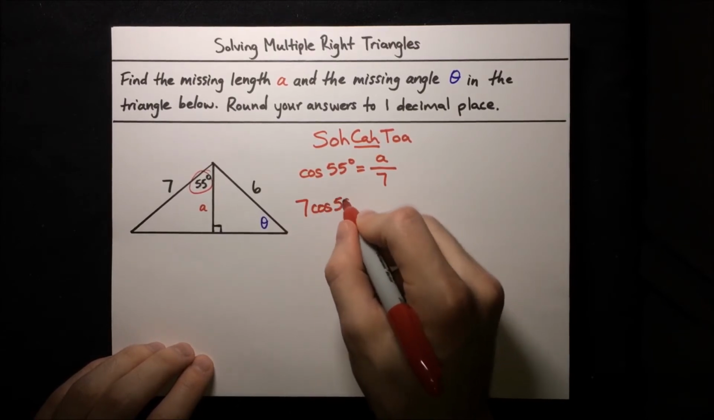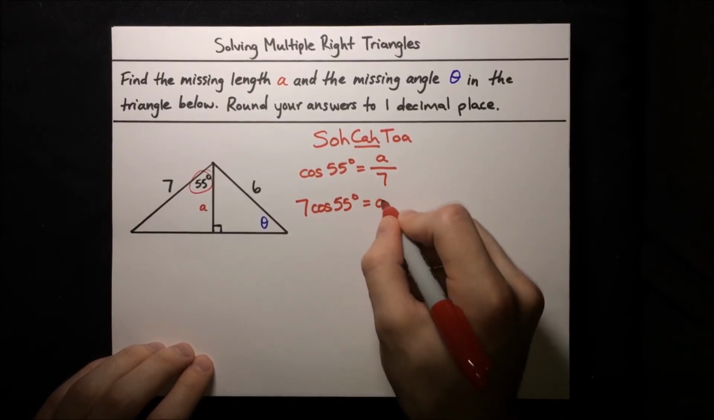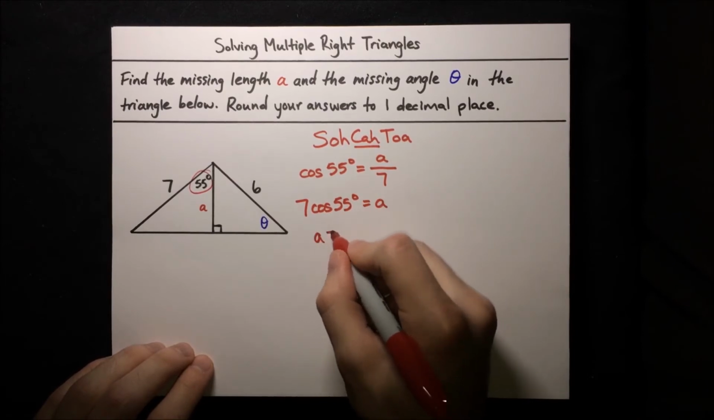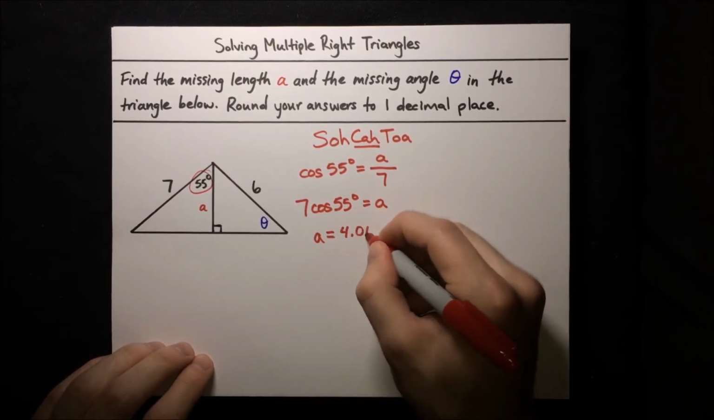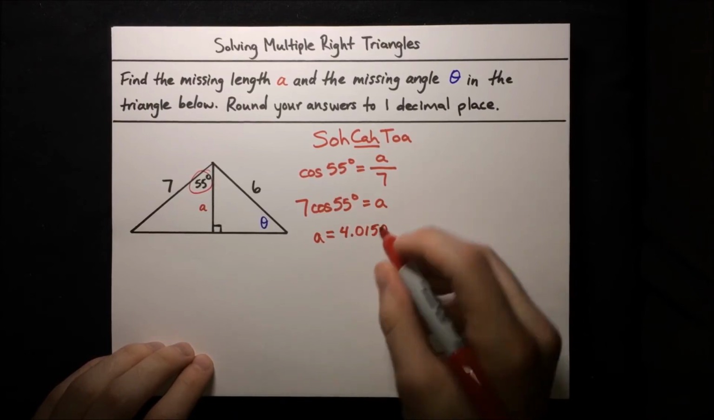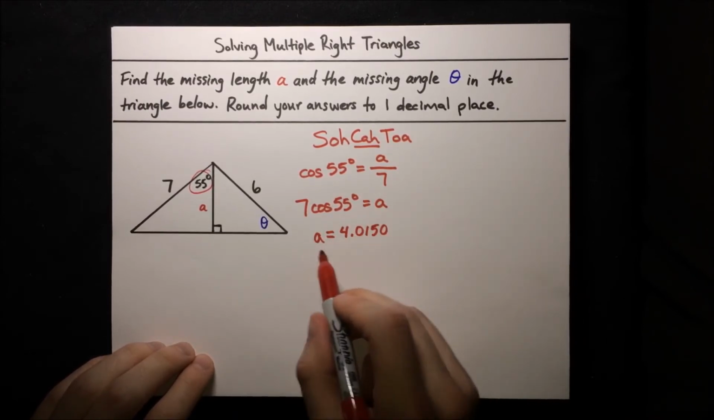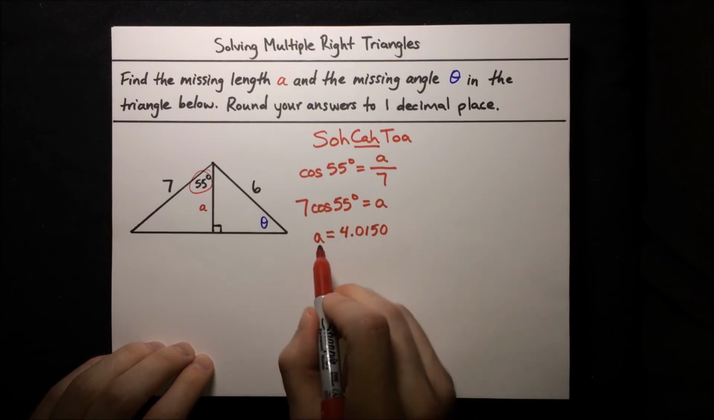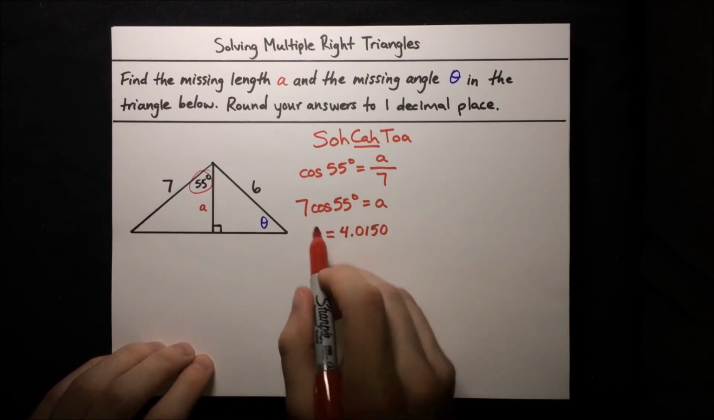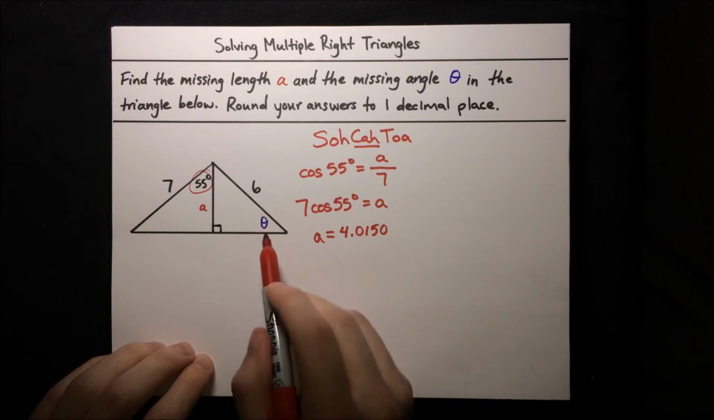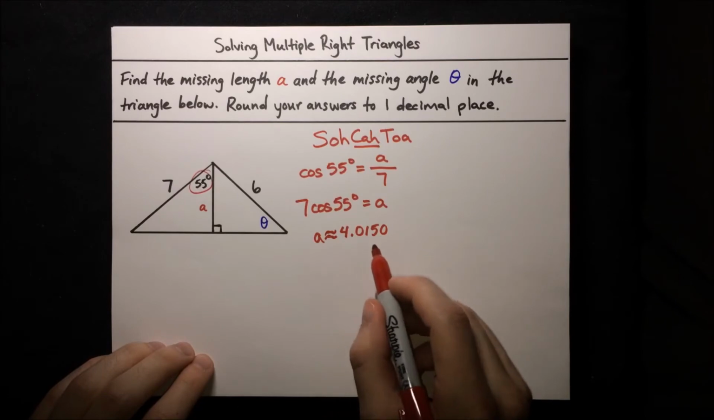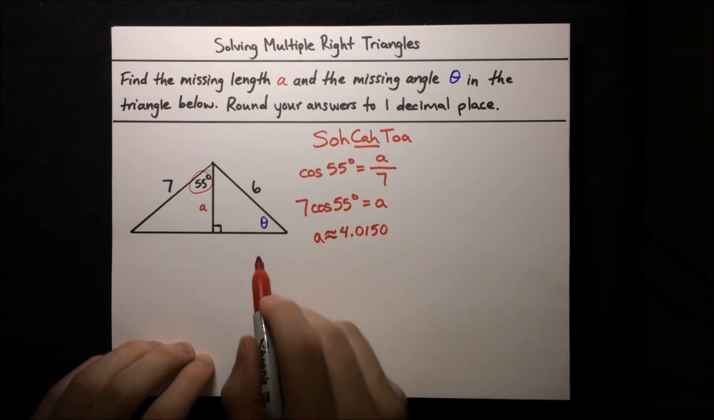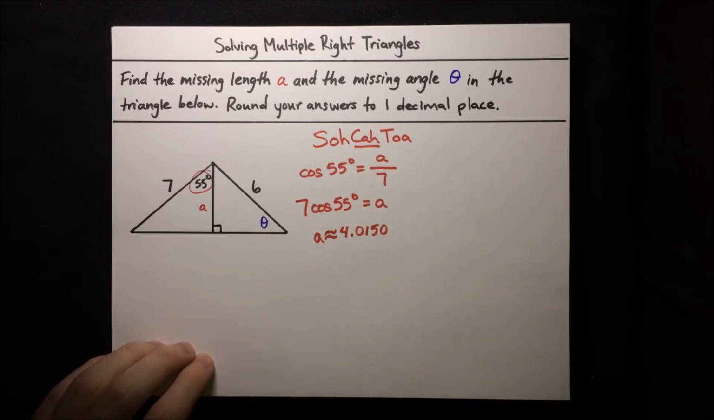7 cosine of 55 degrees is equal to a. Punch that in your calculator, make sure you're in degree mode, and you should get a result of roughly 4.0150. And we're rounding to 4 decimal places again because we're going to be using a to figure out what theta is, and we don't want to introduce any significant round-off error that might give us a wrong result for theta. So a is approximately 4.0150, and now it's time to figure out what theta is using that result.